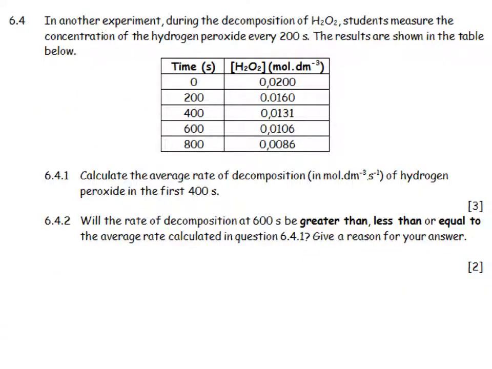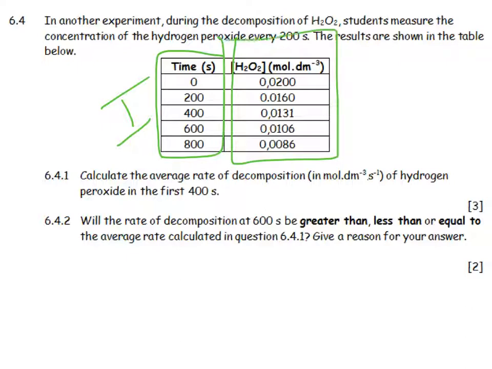Another experiment during the decomposition of hydrogen peroxide: students measure the concentration of hydrogen peroxide every 200 seconds. The results are shown in the table below. So this is what I decide on. So that would be my independent variable. And I check the concentration every now and again. And I get that as my dependent variable.